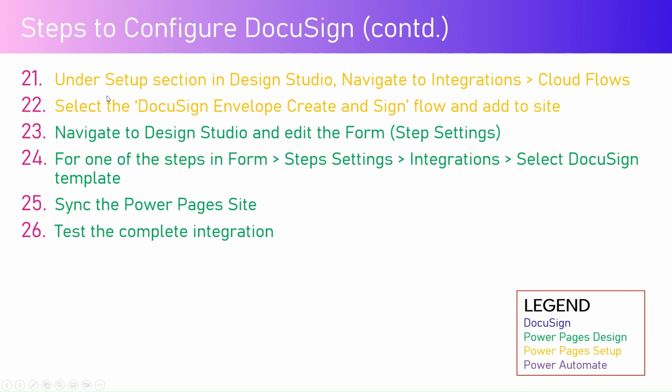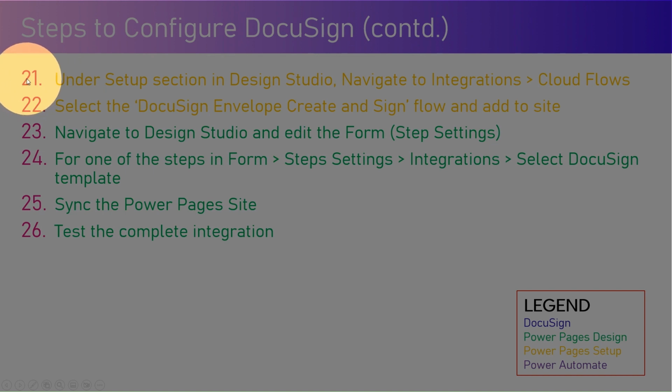This is an important step which many people miss out, so watch out for steps 21 and 22. Once you're done with it, in Power Pages design, navigate to the design studio and edit the form. Under step settings, for the step in the form where you want to have that grid defined, under integration select the DocuSign template. Then sync the Power Pages site and test the complete integration.